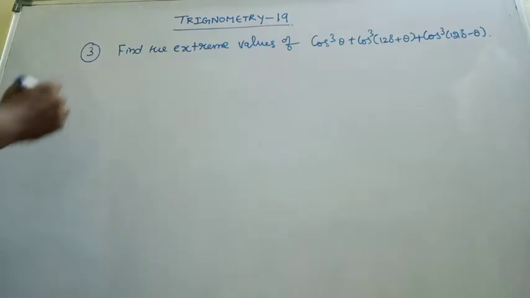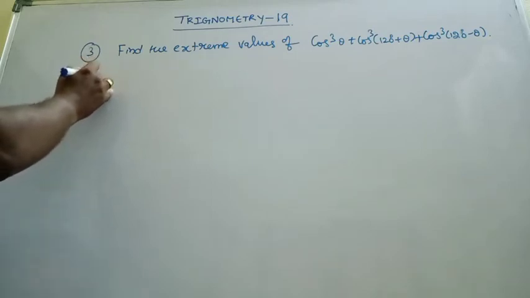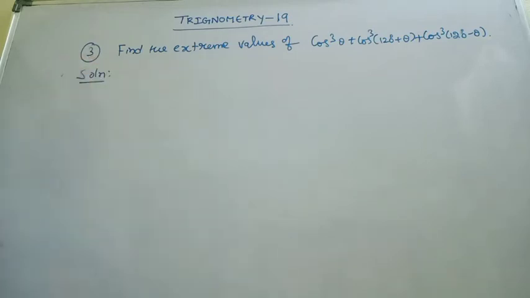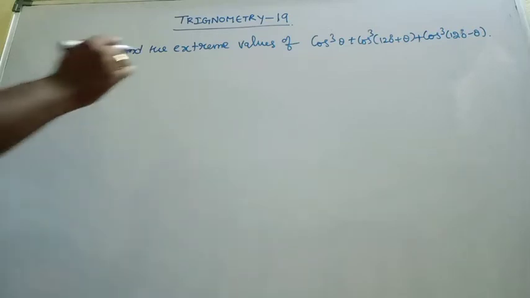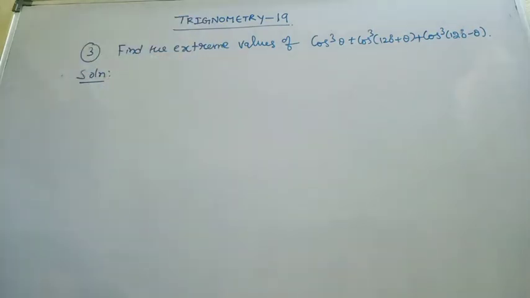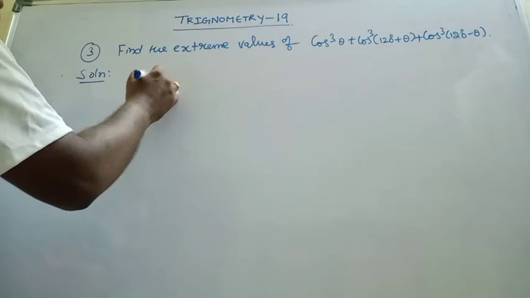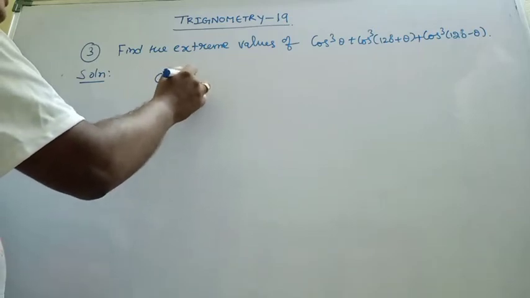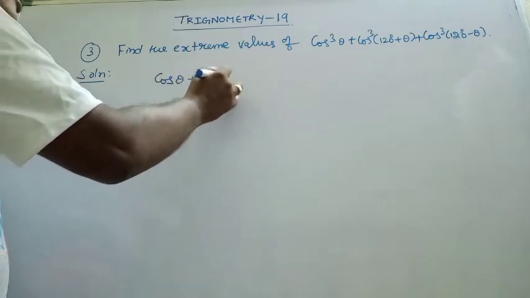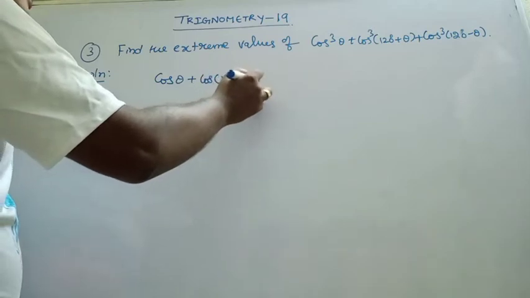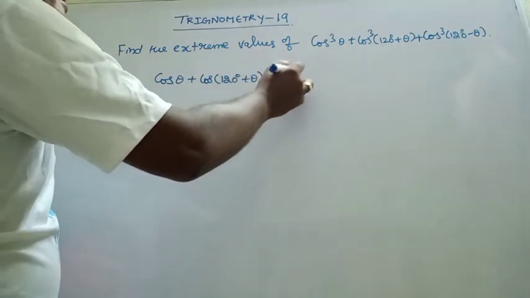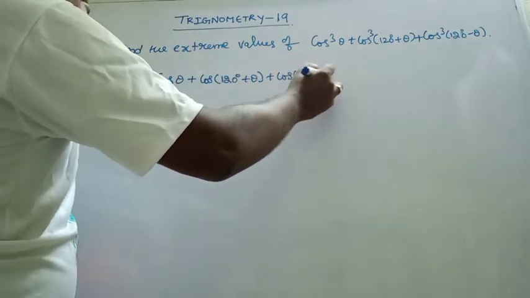Now, my dear students, we have the third problem. The third problem is to find the extreme values of cos³θ plus cos³(120° plus θ) plus cos³(120° minus θ). For this, you just take cos θ plus cos(120° plus θ) plus cos(120° minus θ). You take this first.